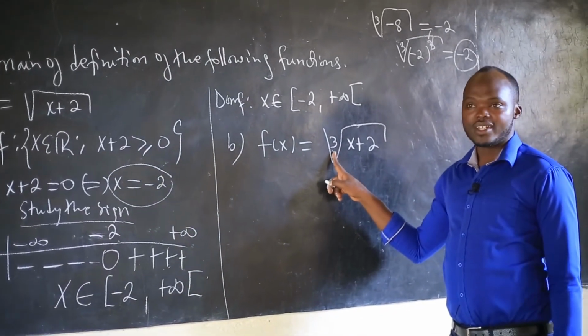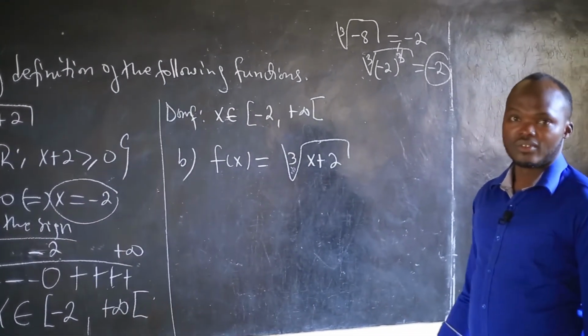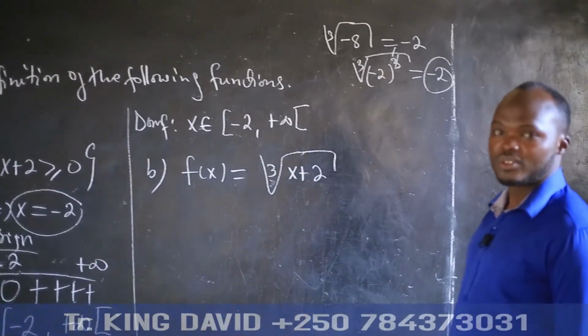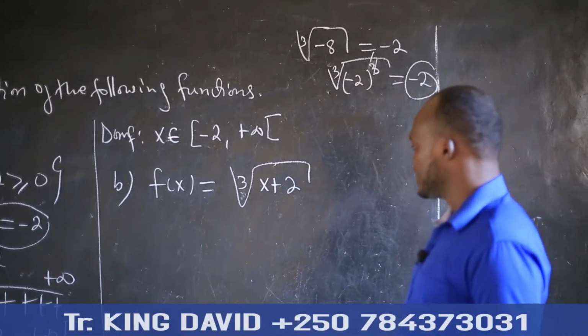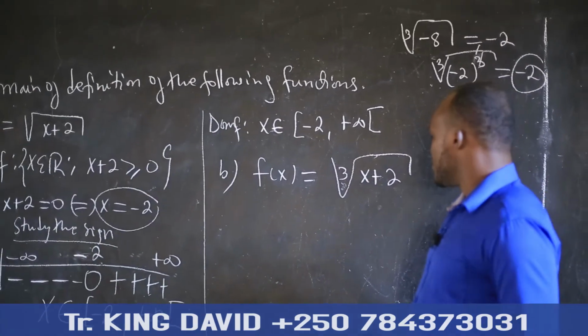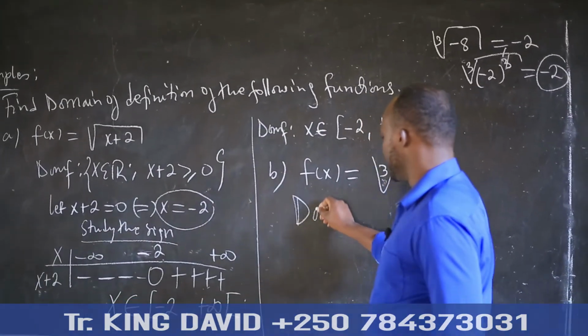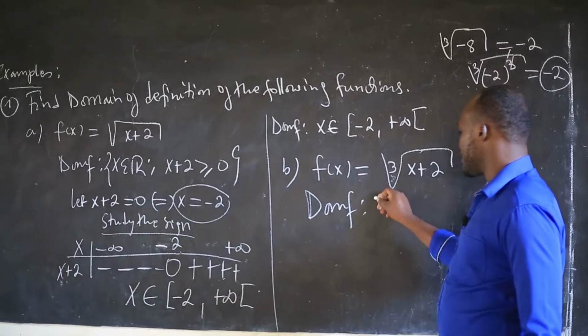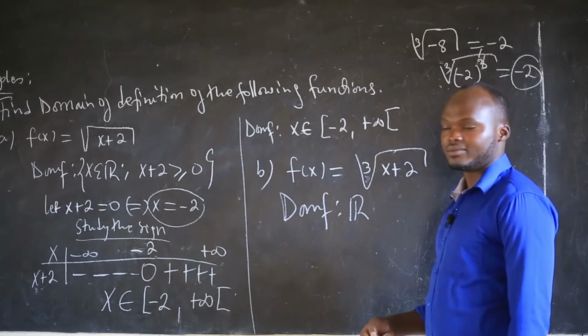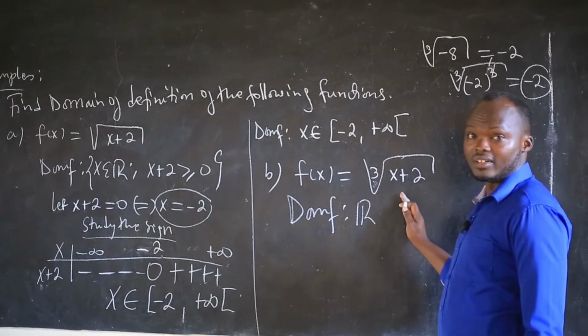when n is an odd number, getting the nth root of that number is possible. So here the domain of f is what? Real numbers. Simple as that one, because there is no condition here.